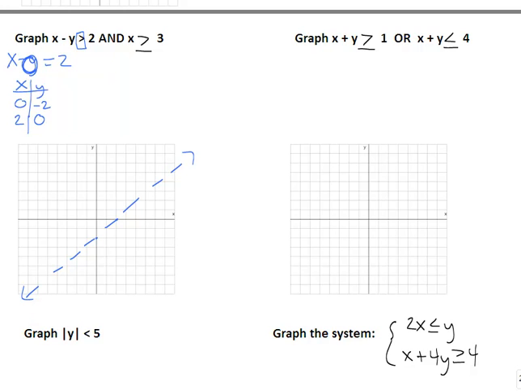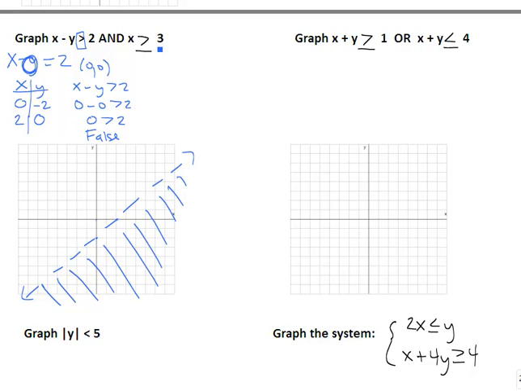Now let's use a test point. The origin, 0, 0, is not on the line. It's right up above. So let's test 0, 0 into my inequality. So that would be 0 minus 0 greater than 2, or 0 greater than 2. 0 is not bigger than 2, so this would be false. And since the origin is above the line and it doesn't work, we want to shade below.